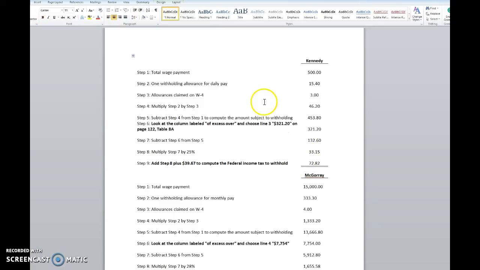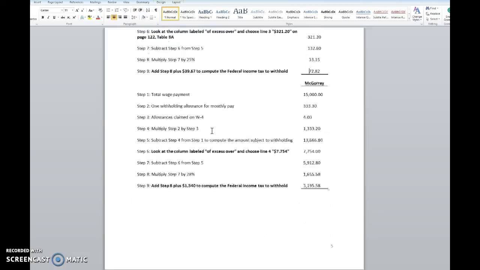So one thing to keep in mind, like I mentioned before, it really does depend how often they get paid, and that will determine which table you will be utilizing and the percentage method, which are located on pages 121 and 122.